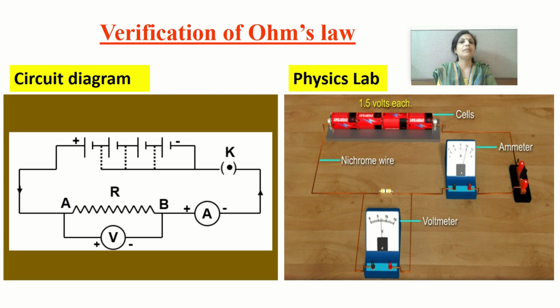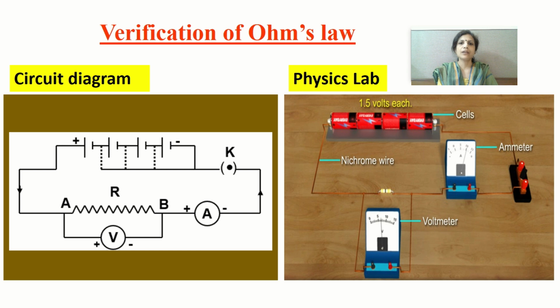For that, we will make use of the circuit diagram shown here on the slide towards the left side. Check the connections there. We have used batteries, a key, an ammeter to measure current in the circuit, and a voltmeter to measure potential difference in the circuit. We will use these components in our physics lab, and the left side is the circuit diagram for our understanding.